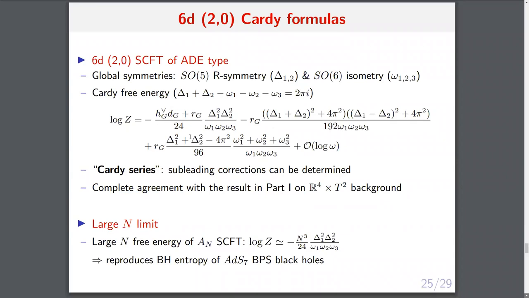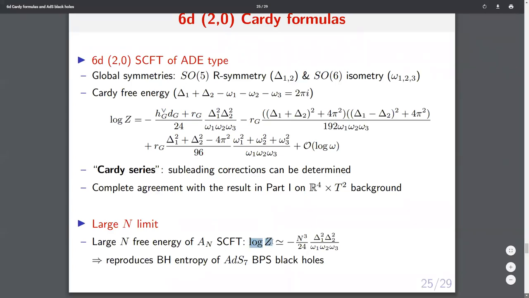So with this Cardy formula, what I want to study is the large N limit and its correspondence with the black hole entropy. As the simplest case, we consider the large N free energy of the A_N SCFT. In this case, among these many terms, the large N contribution comes from this first term. And for the A_N Lie algebra, there's a typo, it should be A_{N-1}. For the A_{N-1} Lie algebra, this coefficient precisely becomes N cubed. So the log Z at large N can be written as minus N cubed over 24, theta one squared theta two squared divided by omega one cubed. And I will show that it exactly reproduces the black hole entropy of the dual AdS7 BPS black holes.